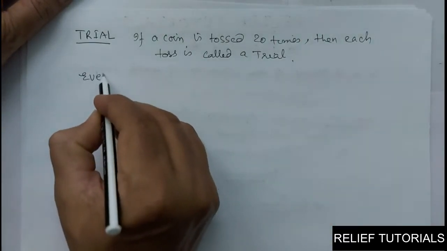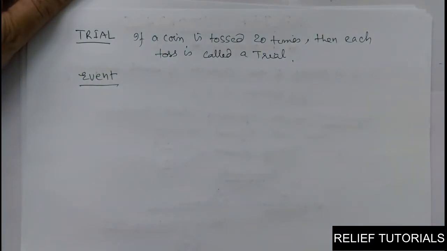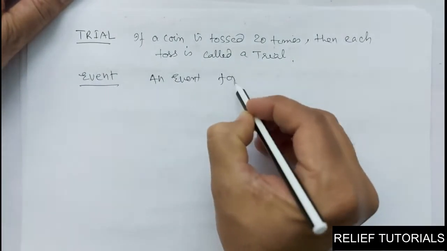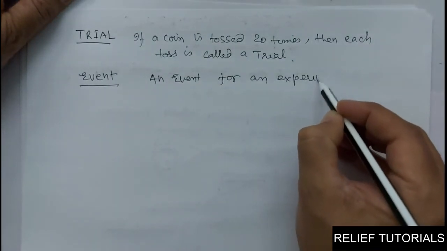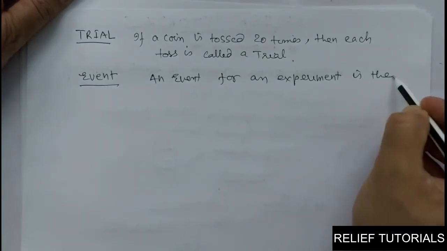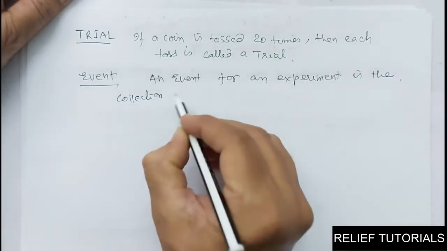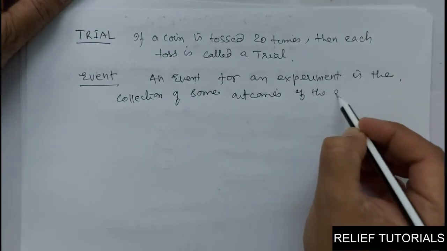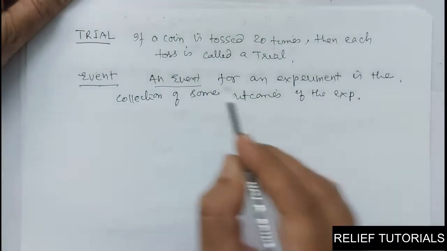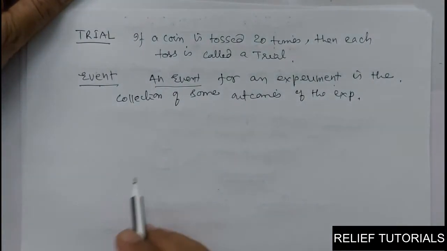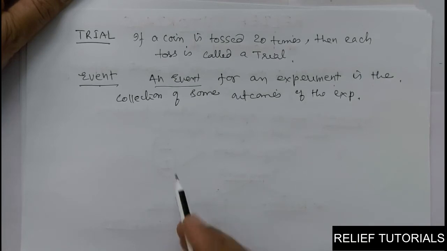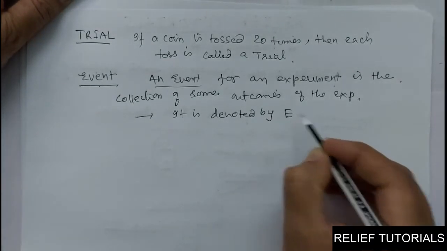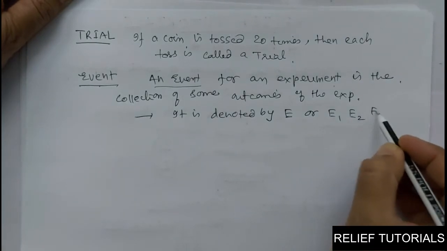Now we will learn one more term, that is called event. So what is event? An event for an experiment is the collection of some outcomes of the experiment. Have you got it? An event for an experiment is the collection of some outcomes of that particular experiment. Generally, it is denoted by letter E, or we can say E1, E2, E3, etc.